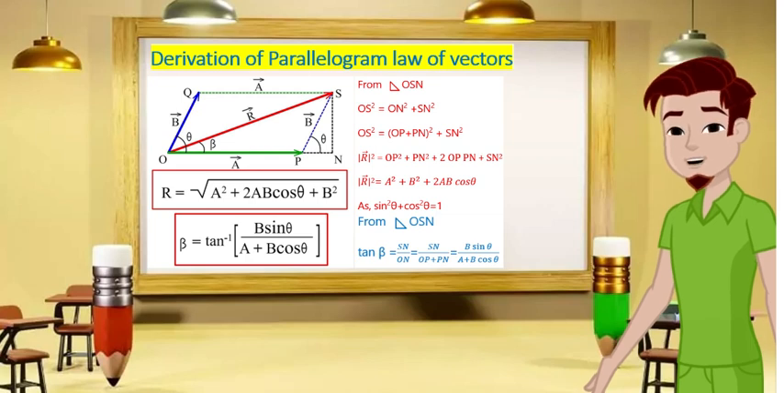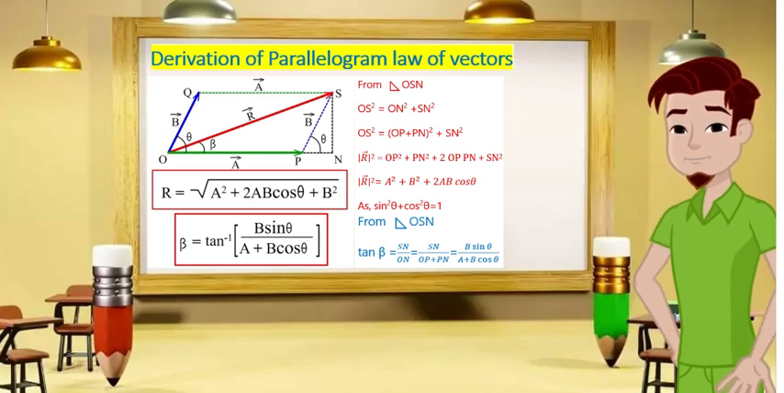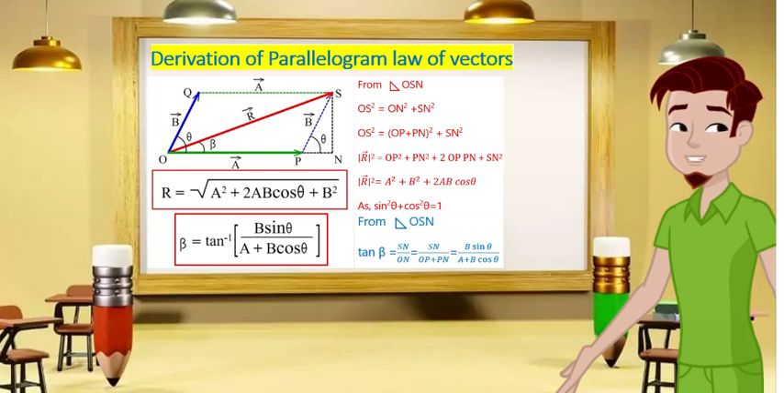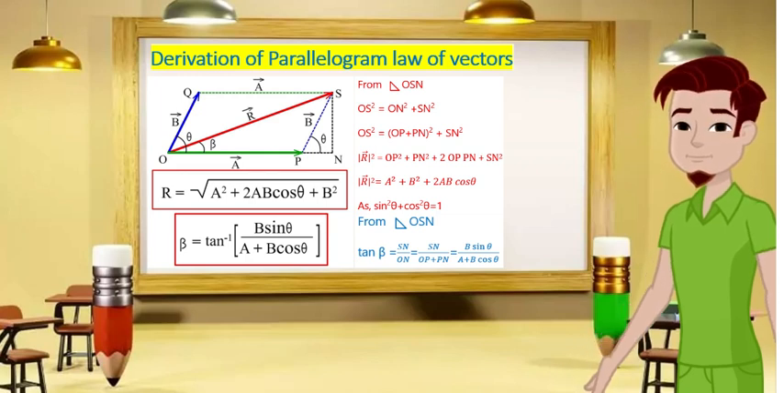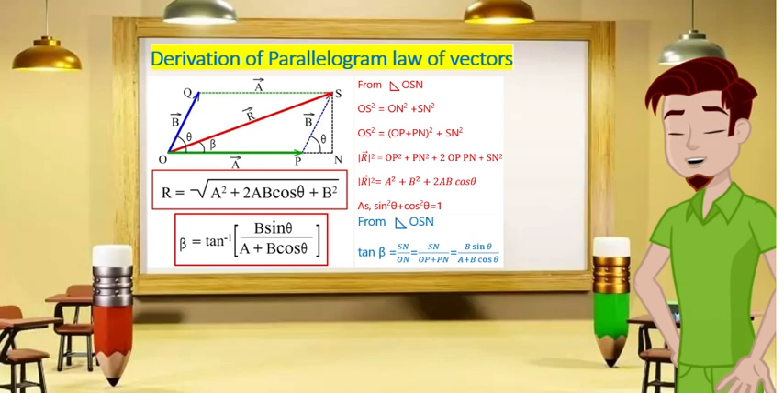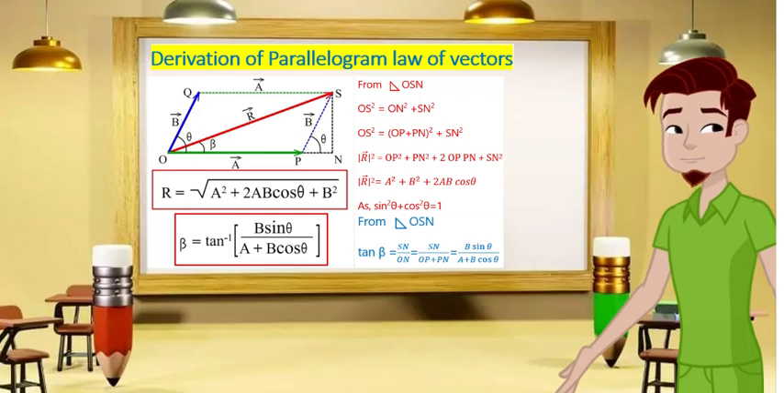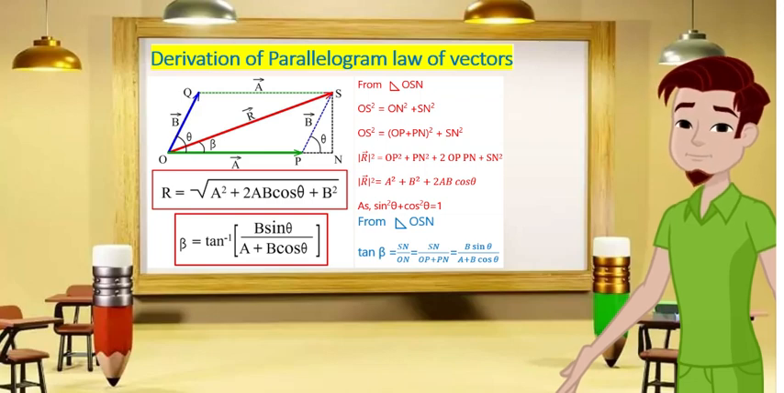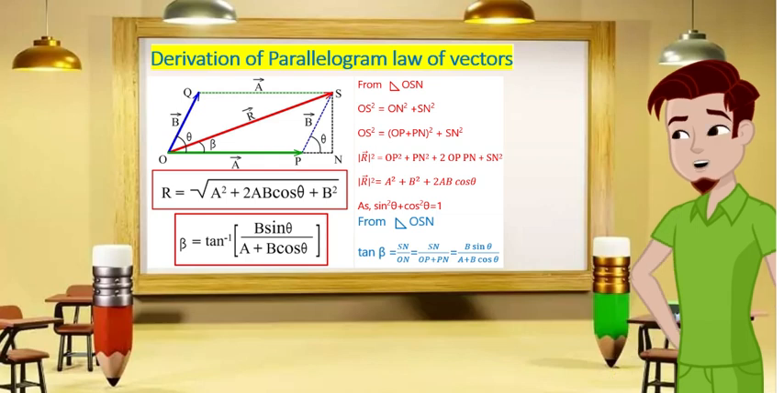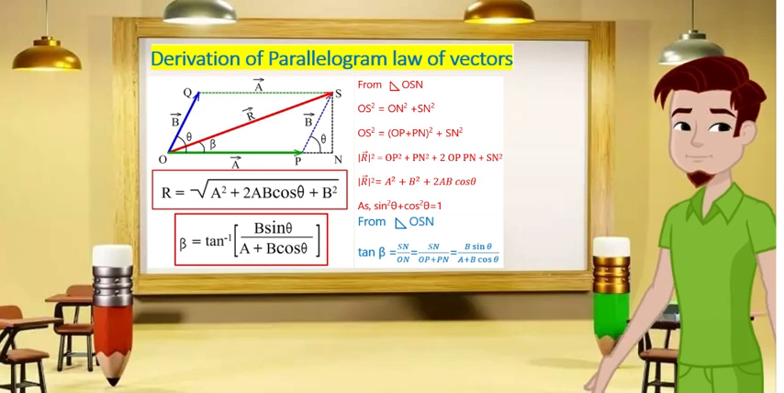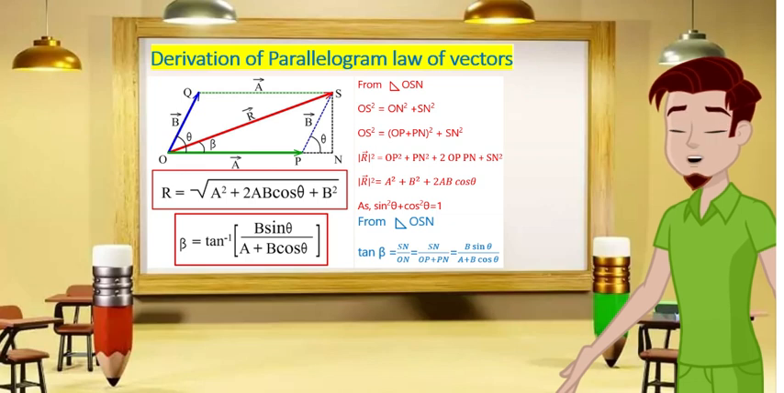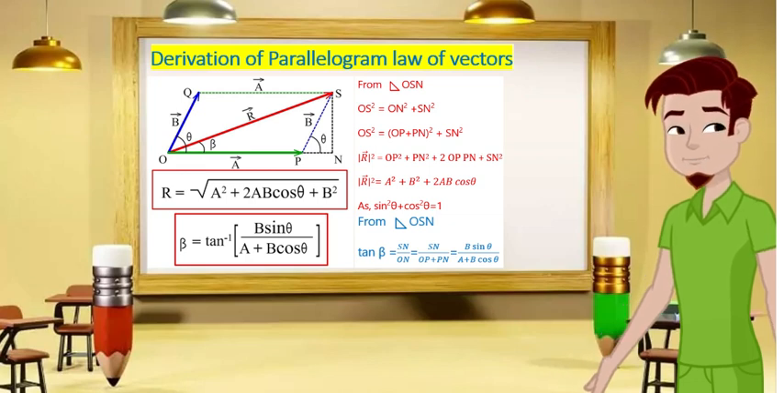To derive the formula for the resultant vector, extend OP to N and draw a normal from the point S on the extended OP at the point N. Now from right-angled triangle OSN, applying Pythagoras' theorem we can say OS square is equal to ON square plus SN square. Now ON can be written as OP plus PN. Therefore, ON square will be OP square plus PN square plus 2 OP PN.